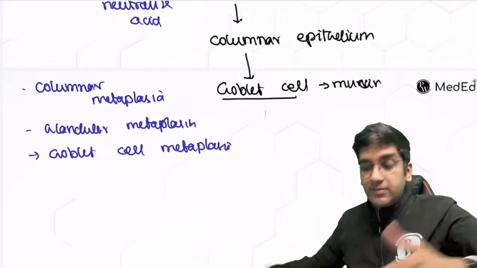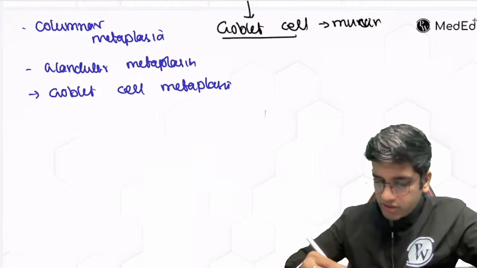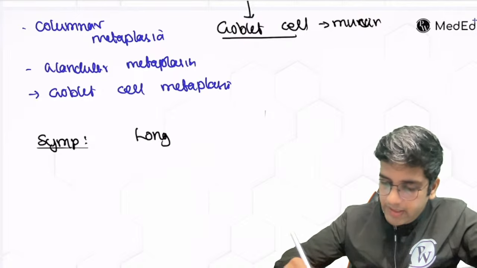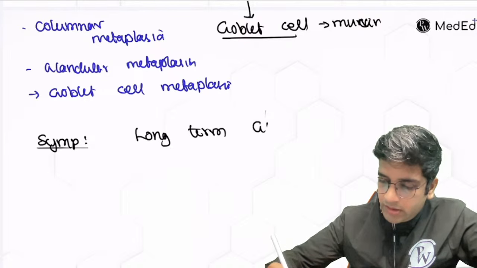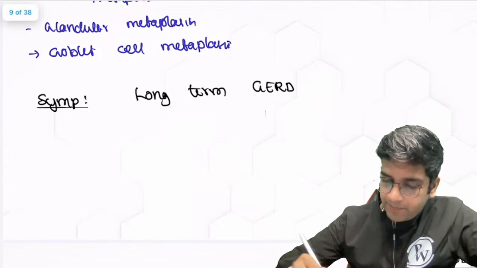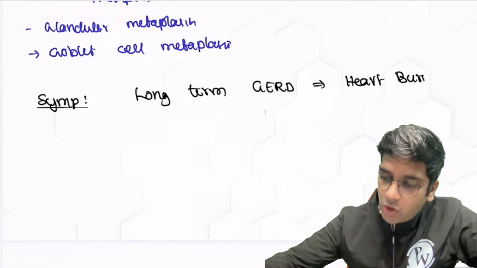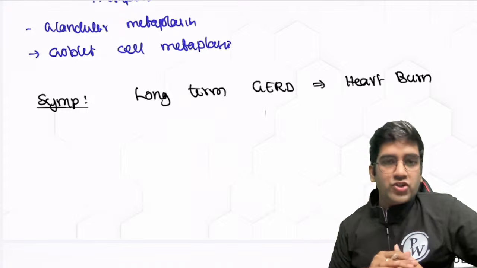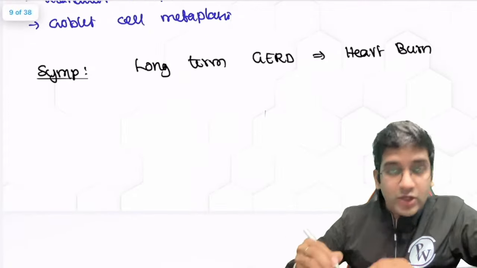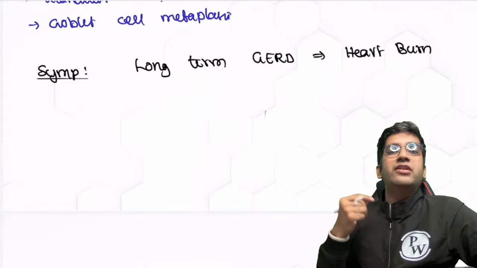Since it's a university exam, the structure is very important. You wrote the pathogenesis, obviously you have to write the clinical symptoms, okay? It's a long-term GERD that causes Barrett's esophagus, fine? This long-term GERD gives rise to heartburn. Heartburn will be the commonest symptom of Barrett's esophagus because GERD causes heartburn. It's a recurrent burning sensation in the chest. Sometimes you can also write in addition that the heartburn can go up to the throat. You can have laryngitis also.